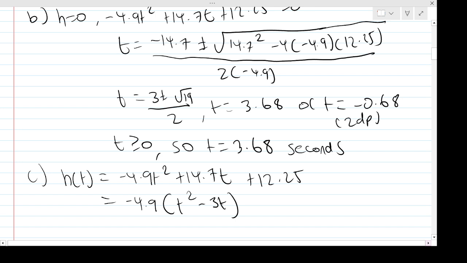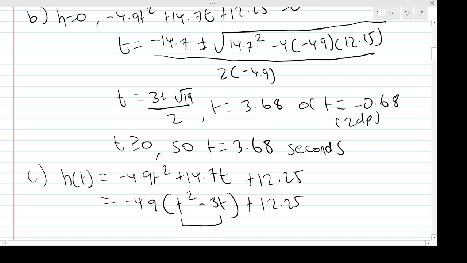So there we are. If you get nasty numbers like this and you need to factorize or pull something out, you can just divide it. So 14.7 divided by 4.9 tells us what number we need to put in. And there, anyway, that's t squared minus 3t. Then we add this 12.25 at the end.